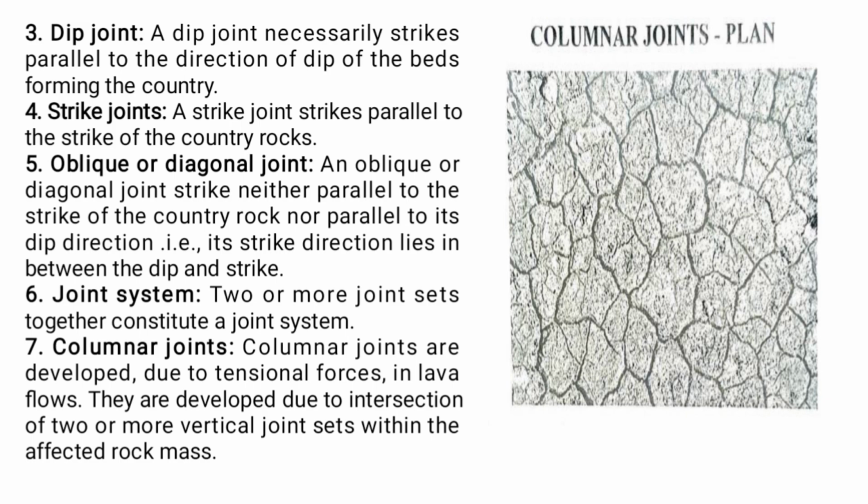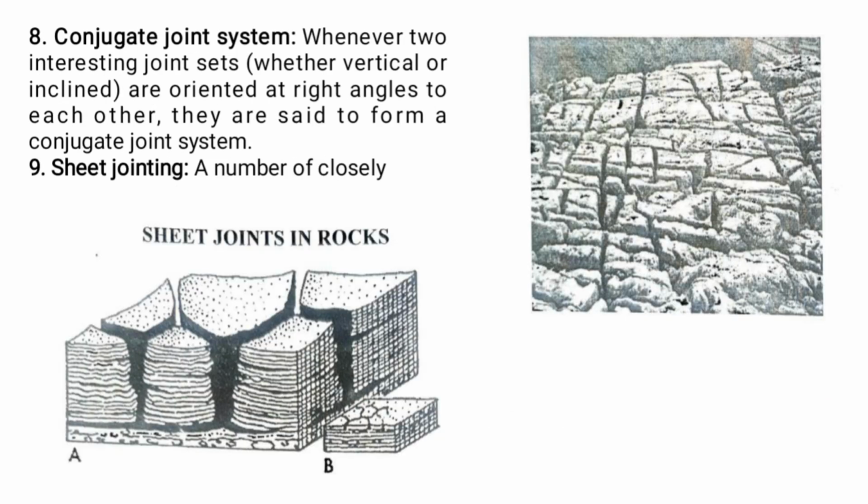Oblique or diagonal joint strikes neither parallel to the strike of the country rock nor parallel to its dip direction. Joint systems: two or more joint sets together constitute a joint system. Columnar joints are developed due to tensional forces in lava flows. They are developed due to the intersection of two or more vertical joint sets within the affected rock mass.